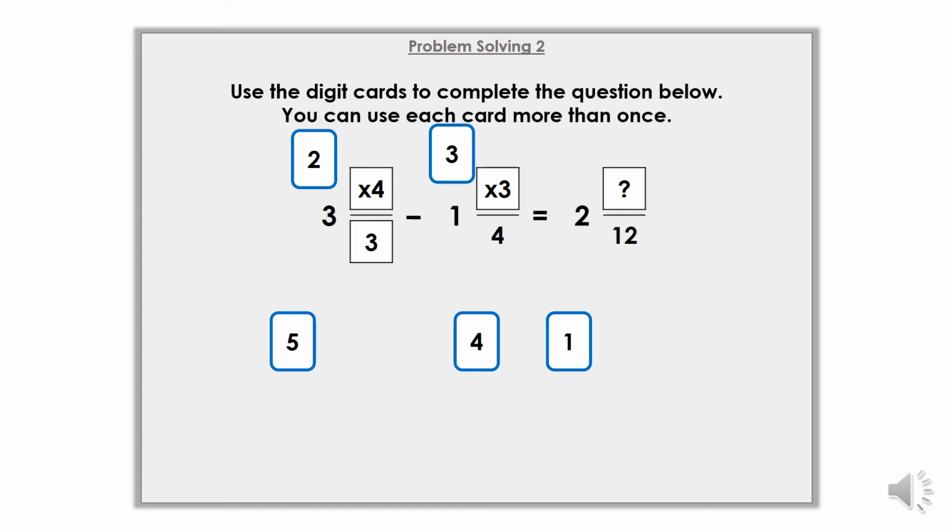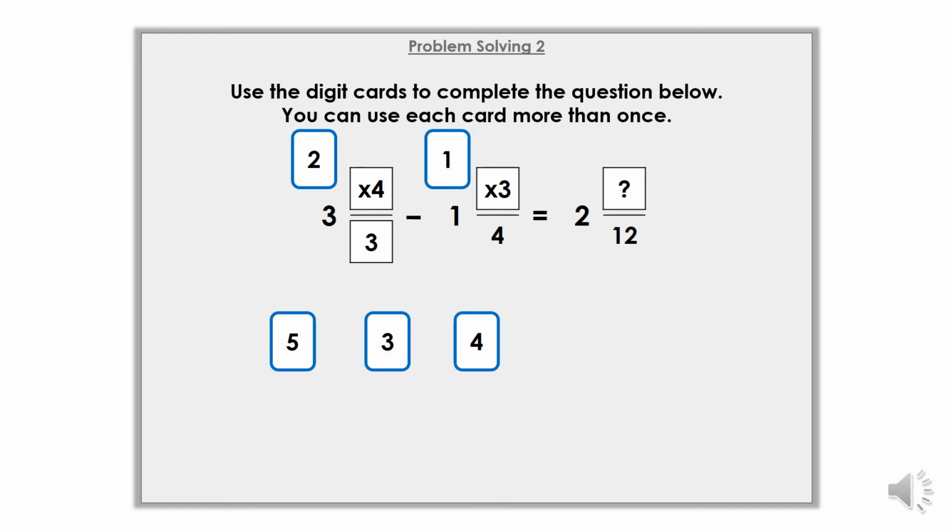So 2 times 4 gives me 8, and 3 times 3 is 9. It's not going to be that, is it? Because the first fraction that I have gives me a smaller number than the second fraction. If I take it away, I'm going to get a negative number, and there's no negative number here, so it can't be that. So let's try some different numbers. Why don't you have a go, see what you come up with.